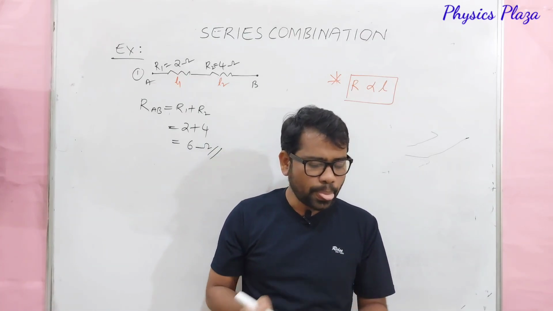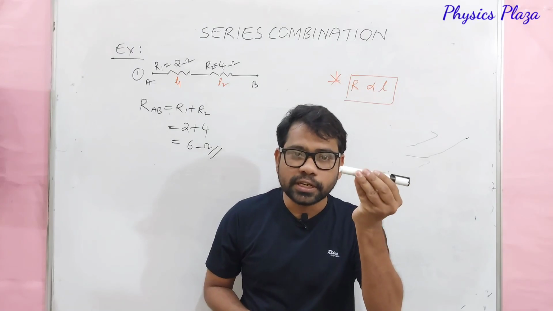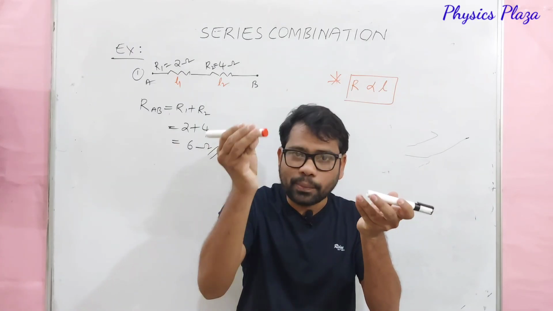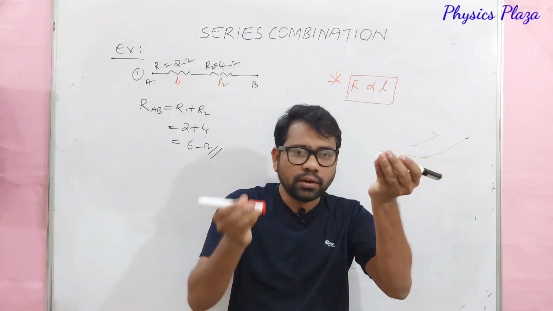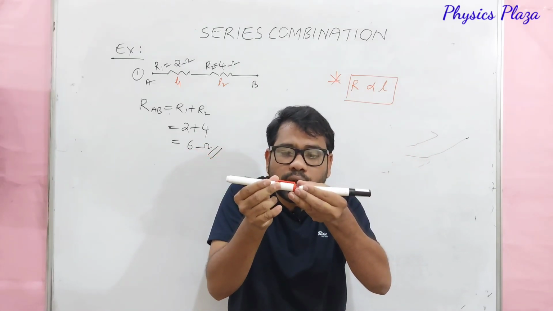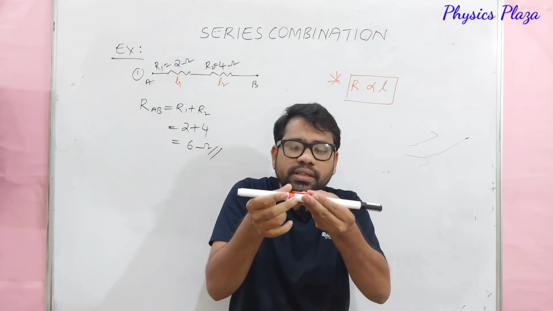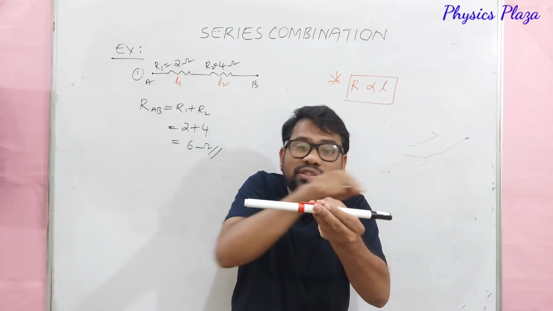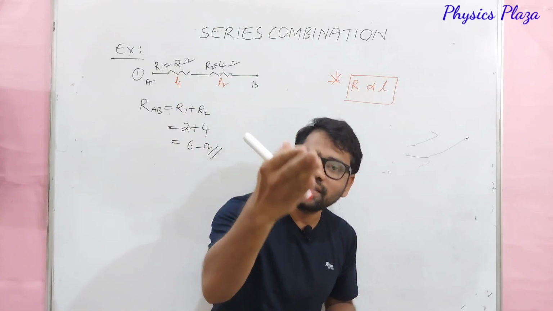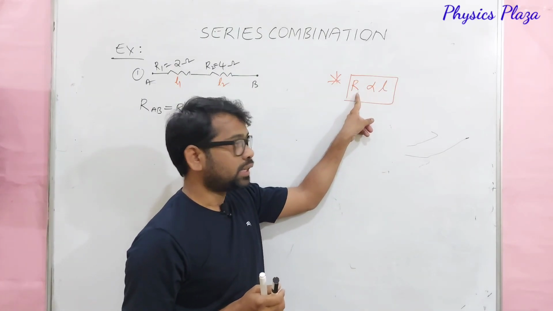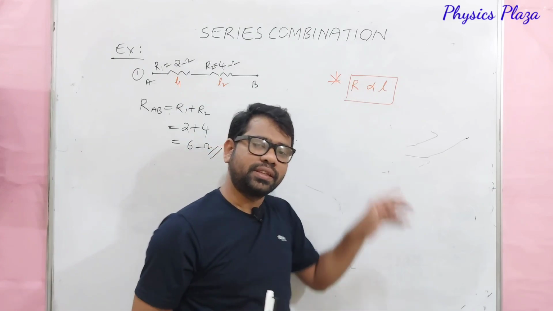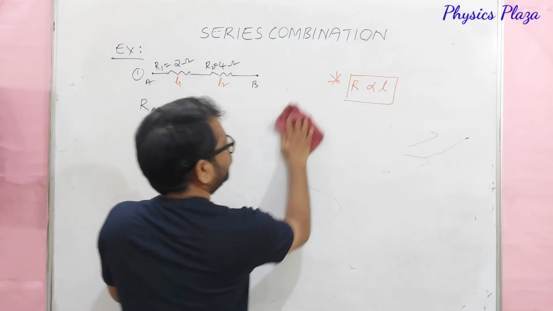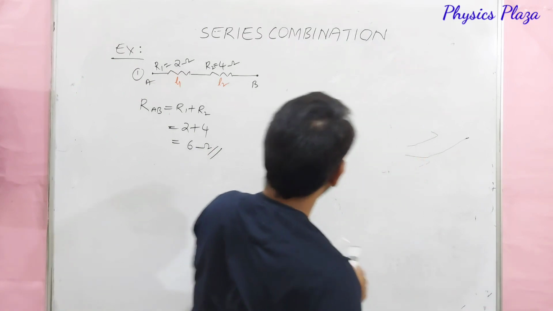Suppose, children, the length of this resistor is 2 meters, and the length of this one is 1 meter. Individually they are 2 meters and 1 meter, but when these two are connected in series like this, 2 plus 1, the length becomes 3 meters. As the length is increasing, obviously the resistance also increases. This is what we have to note down. Fine, so this is one kind of numerical.